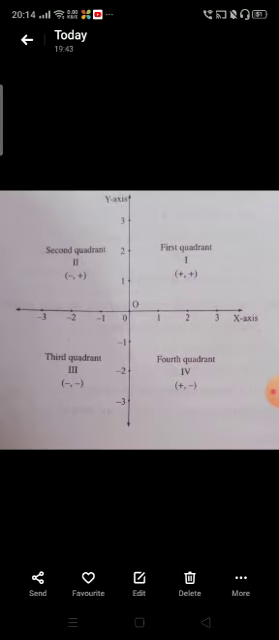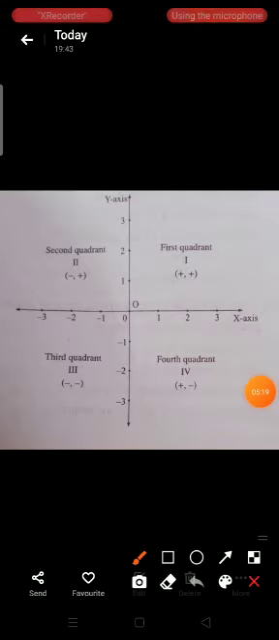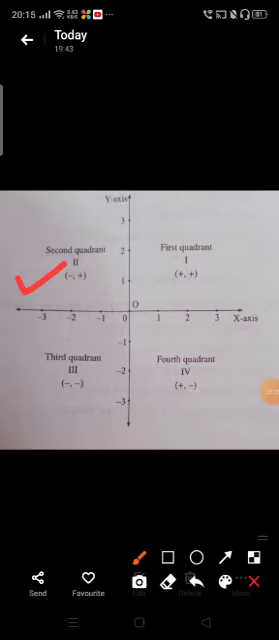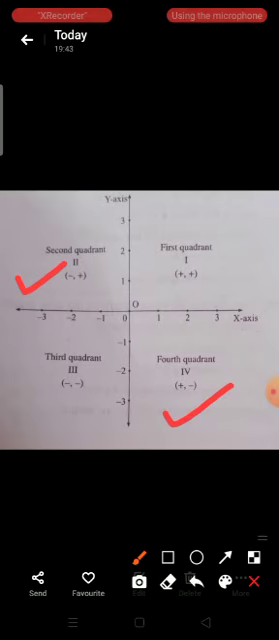Come to the third quadrant. It is the opposite of the first quadrant: in the first quadrant both the points were positive, and in the third quadrant both the points are negative. As compared to the second quadrant, where x is negative and y is positive, in the fourth quadrant x is positive and y is negative.